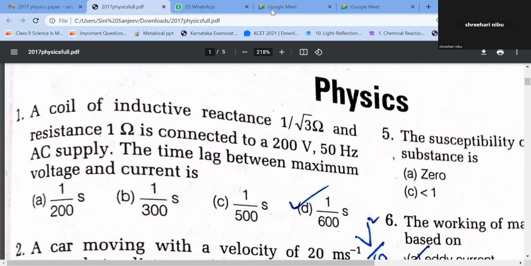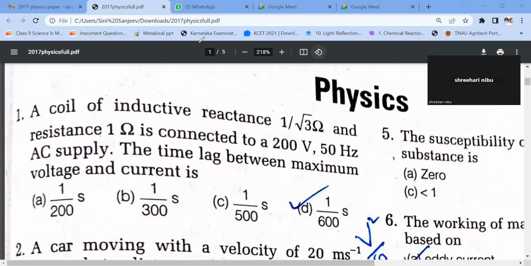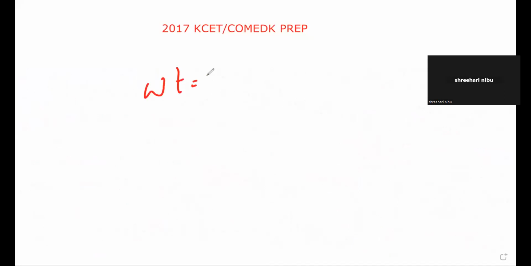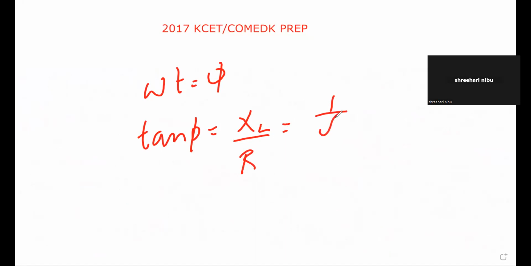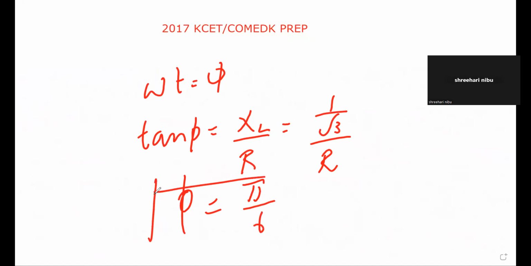So this is basically a very simple question. First thing is omega t is equal to phi, that we have to know. And tan phi is nothing but what? XL by R. XL is given as 1 by root 3 times R. So I'll get phi in terms of radians. What is the value I'm getting for phi? Phi is nothing but tan inverse of 1 by root 3, which is pi by 6.